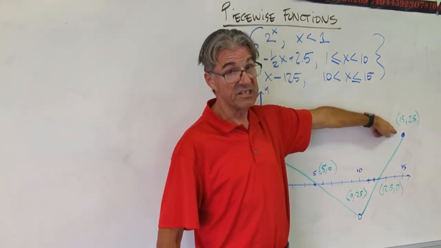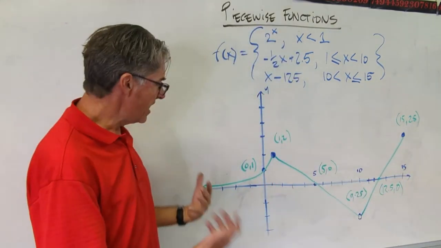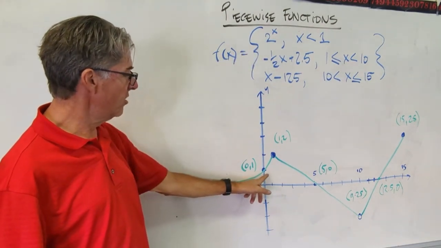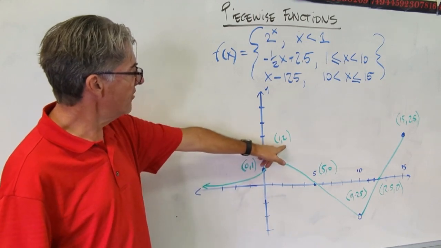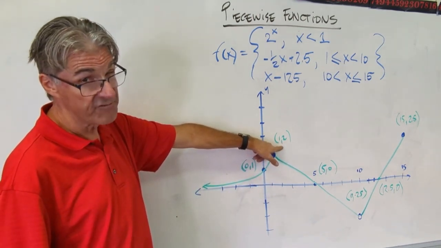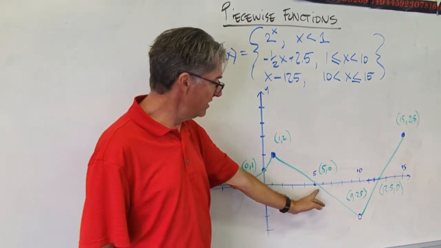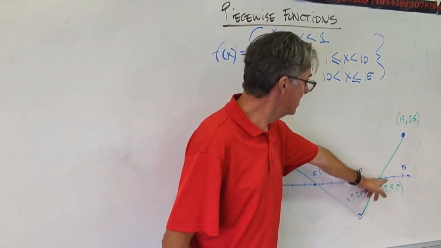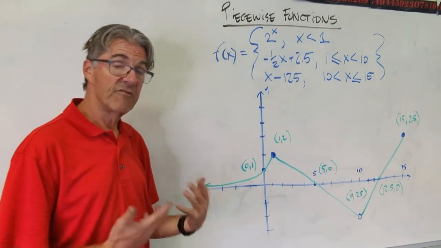So that's a solid dot. Now check it out. I got a bunch of points for free. I know my exponential function is going to go through 0, 1. I marked that. I could tell that point is 1, 2. That's right off the graph in Desmos. Same thing with this 5, 0. That's easy to read. In fact, the rest of these points are easy to read right from Desmos.